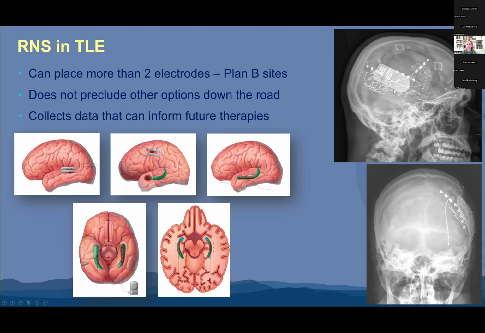So it does give you sort of options for the future. It also doesn't preclude other options down the road, and I'll talk in a minute about patients where you can actually end up getting enough data that end up moving on to a resection. And it really collects a lot of information that will inform future therapies. So whether you're talking about doing just a lateral temporal coverage, bilateral hippocampal coverage, any sort of temporal coverage with an RNS, you can end up using that data to inform future therapies.